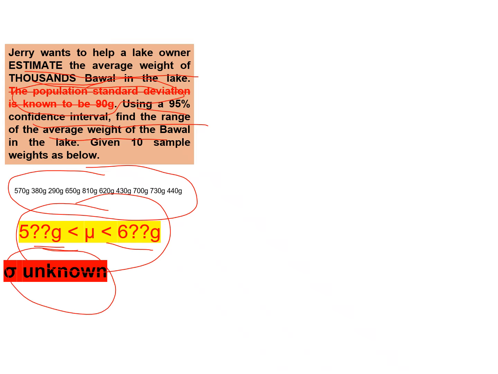We don't have the population standard deviation, so this is the formula that we're going to use. Not much different. The difference is that instead of using the Z critical, we're going to use the t-student critical number, and then we're going to use the sample standard deviation. This, we have the formula.